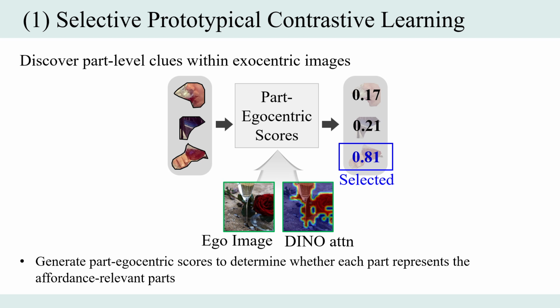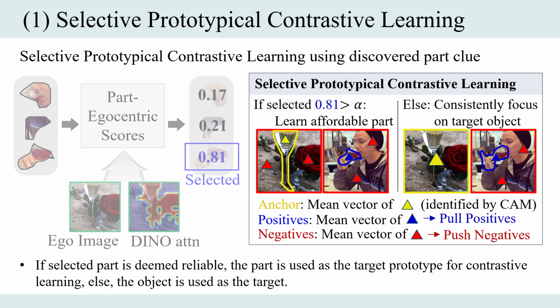In this example, since the last part among the three examples exhibits the highest similarity to the target object, we use the region of the last one as the part clue from the exocentric images. Then we use this part region in the exocentric image as the positive target in contrastive learning.